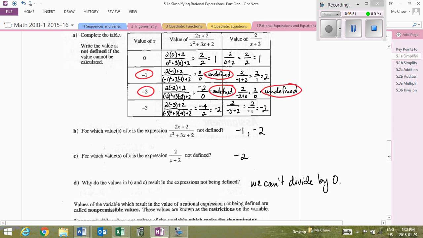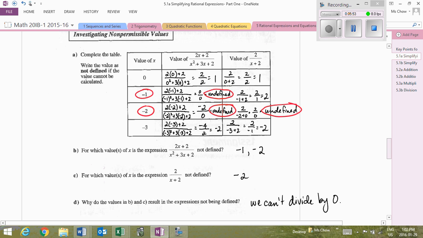Okay. And so the key thing to notice here is that if we only use the factored form, meaning the 2 over x plus 2, we don't get a chance to see that -1 is going to result in it being undefined. And so what we need to look at is the original, which is the x squared plus 3x plus 2 as the denominator.